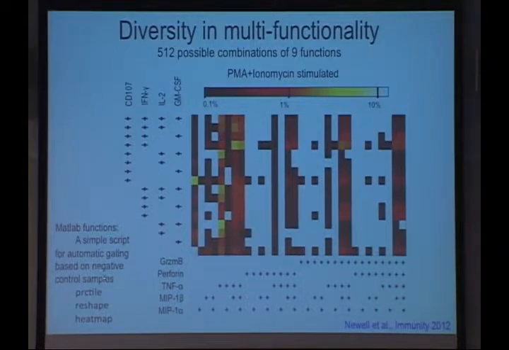And so, again, a pretty simple script to look for positive versus negative events for each marker. And then I use this percentile function to train it based on the unstimulated cells. And then you make your vector that has all these different functional percentages, and then I just reshape that into a matrix and plot it with a heat map function.